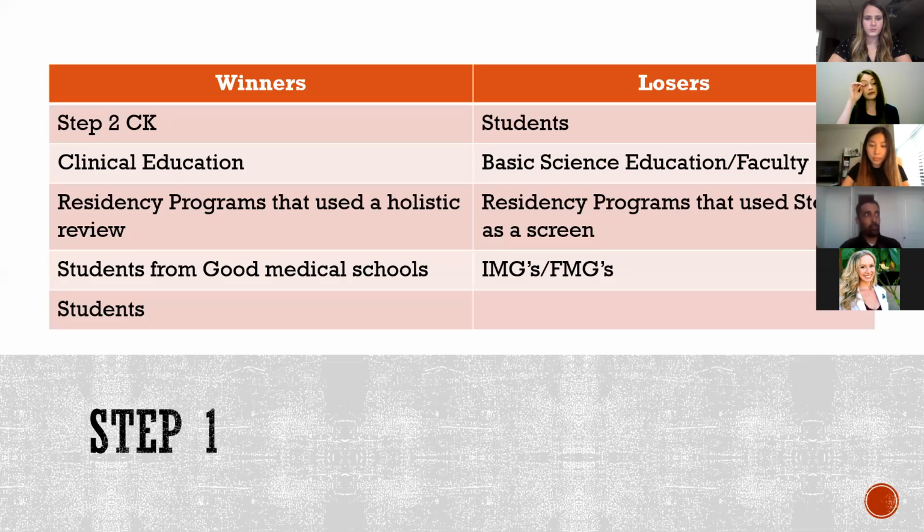So step 1 going pass fail, there's some winners and some losers. The winner is step 2 CK, which to be honest is a more clinical exam, and it's probably more useful to figure out who'd be a good EM applicant. Clinical education also wins: for now, during your first 2 years, rather than studying for the shelf, studying for step 1, students can actually spend time studying what's important to them to be a good doctor. Step 1 going pass fail also forces residency programs to not use step 1 as a filter and to take a more holistic approach to the student, which is fair, because just because you're a good test taker doesn't mean you're gonna be a good doctor.